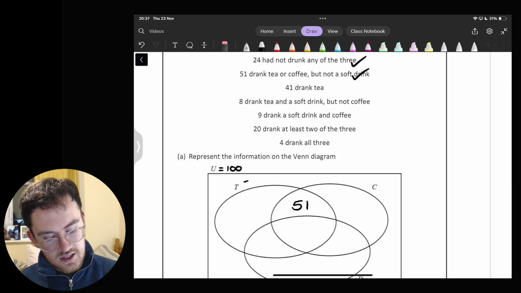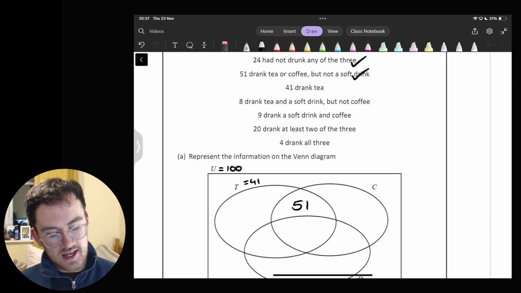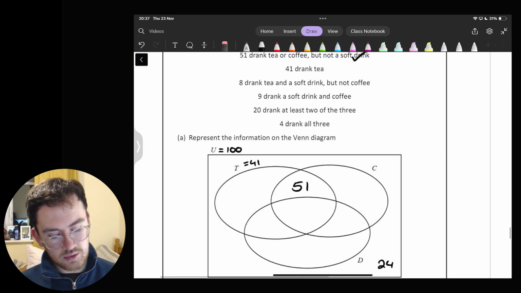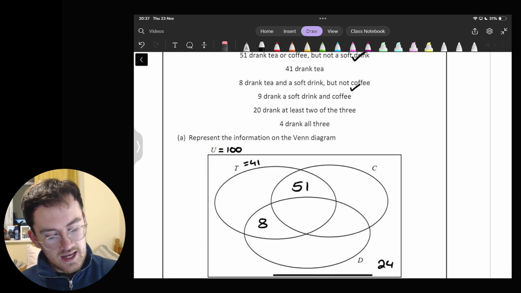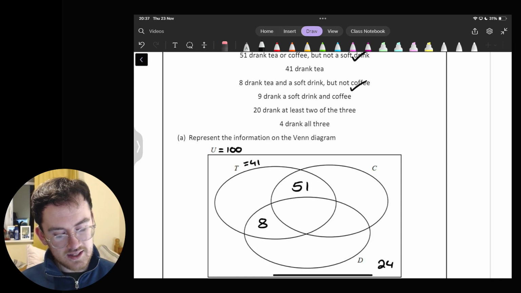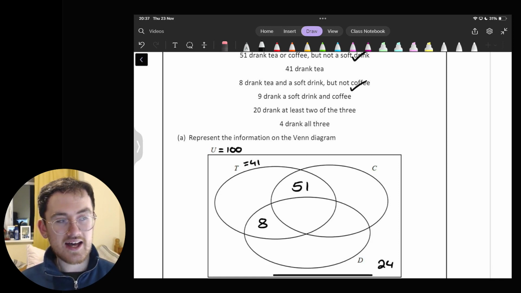41 drank tea, so we can't really do much with that yet. 8 drank tea and a soft drink but not coffee. So tea and a soft drink but not coffee is here. 9 drank a soft drink and coffee. That would be that full aspect there in the center for soft drink and coffee.